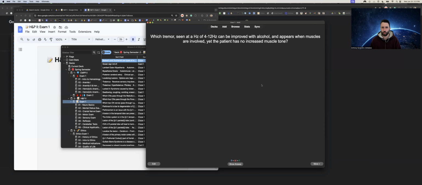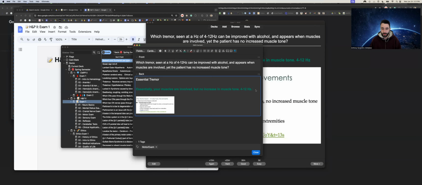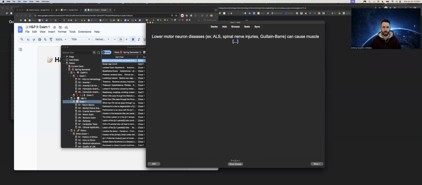Which tremor, seen at a hertz of 4 to 12, can be improved with alcohol and appears when muscles are involved? This is an essential tremor. Essentially, your muscles are involved, but there's no increase in muscle tone, and it improves with a drink. Drink some alcohol, you'll be fine, right? Make that recommendation, write that script. All right, LMN disease like ALS, spinal nerve injuries, and Guillain-Barré can cause muscle wasting or atrophy.